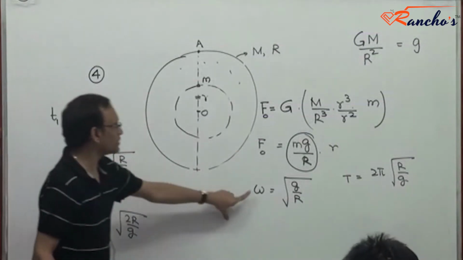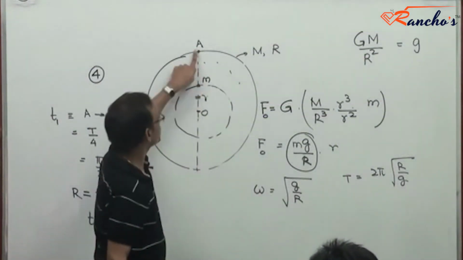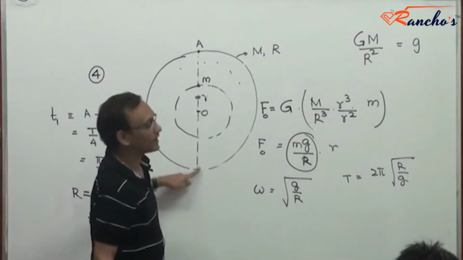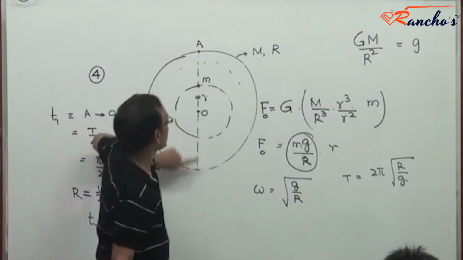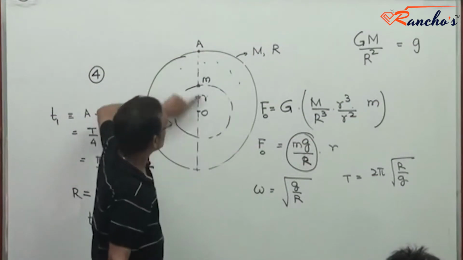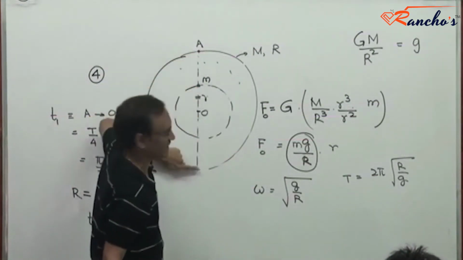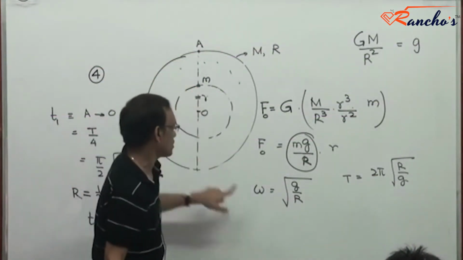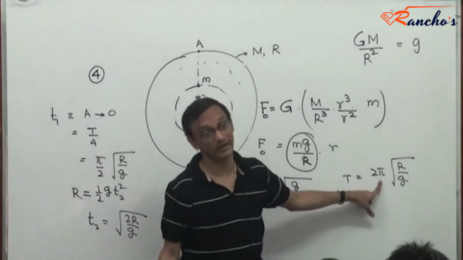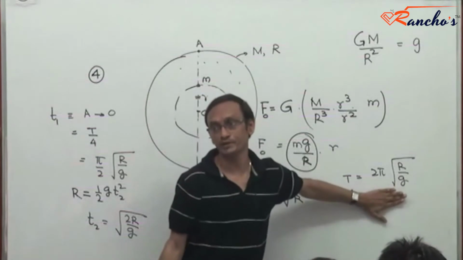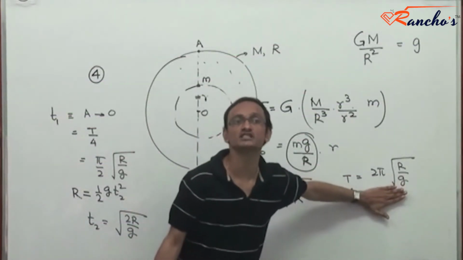So this result you might also want to remember. You dig a tunnel through and through, and a particle is released at one end of a diameter. It's going to execute simple harmonic motion across this diameter, with these being the extremities, this being the mean position, with omega equal to root g by R, or time period equal to 2 pi by omega. This result you might want to remember. It could be used as a ready reckoner for an examination.